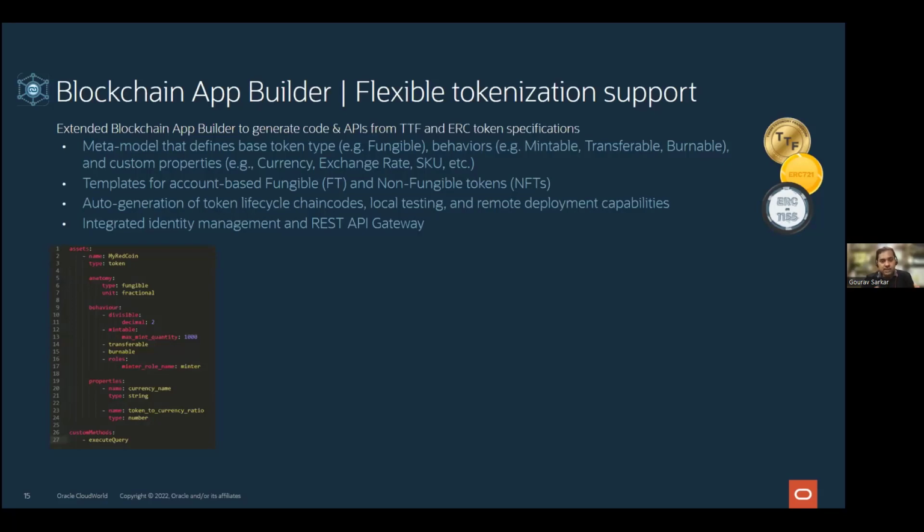So for a specific token, if you'd like a custom property like the exchange rate or a specific SKU you'd like to define, you can also do that. This template supports the account-based fungible token or the non-fungible tokens. So there are two different token models there. Either it's an account-based or the UTXO-based model. We have the account-based model, which helps you to scale your application very fast.